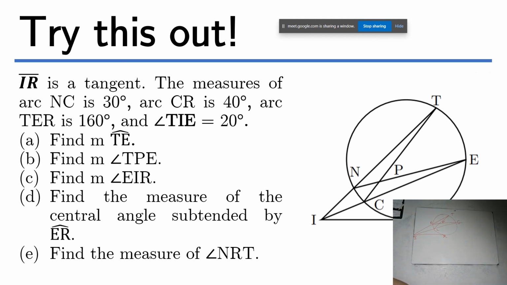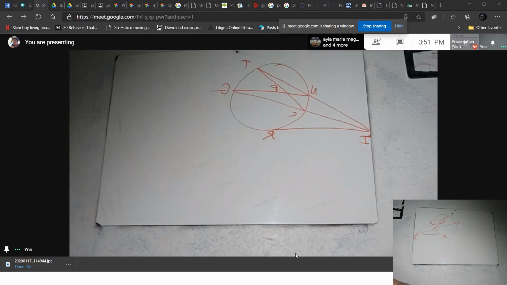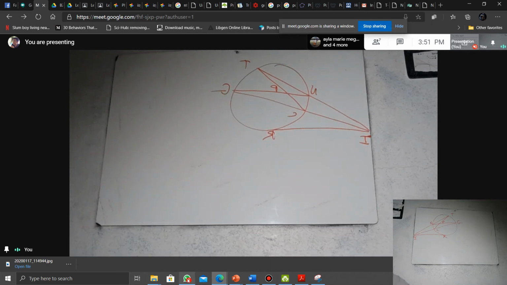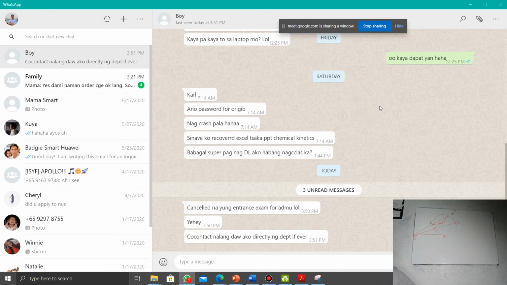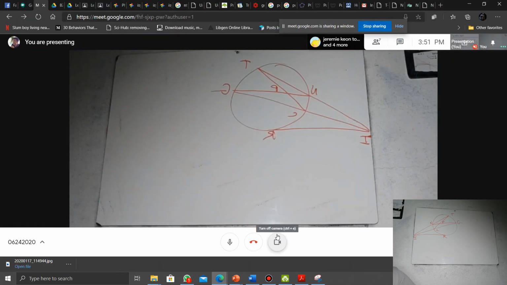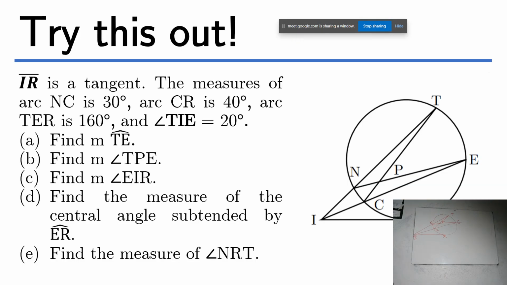So, if we look at this, the measure of arc NC is 30 degrees. Arc CR is 40 degrees. Follow me, okay? Angle TER is 160, this whole thing is 160. Angle TIE is 20 degrees. Find the measure of arc TE.